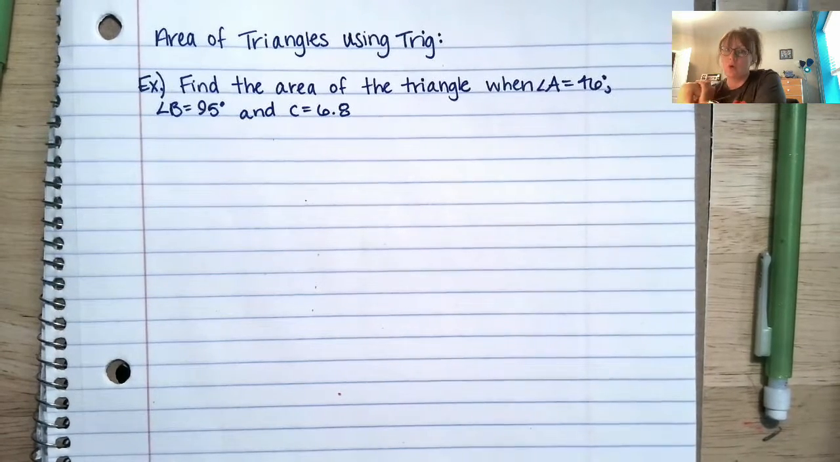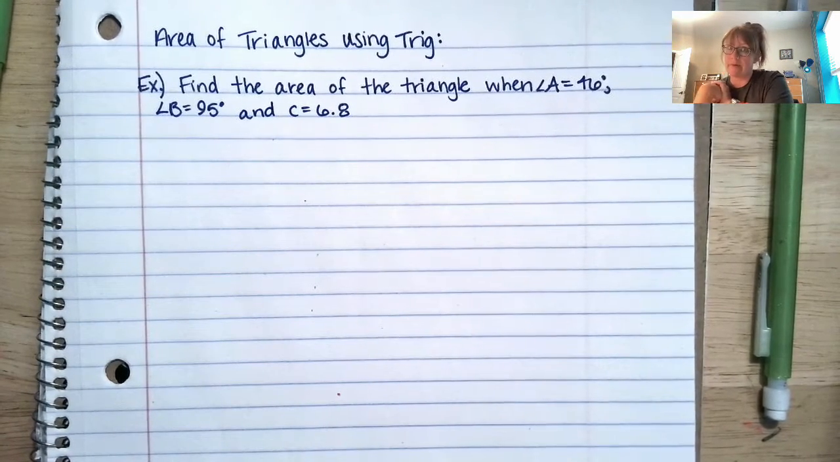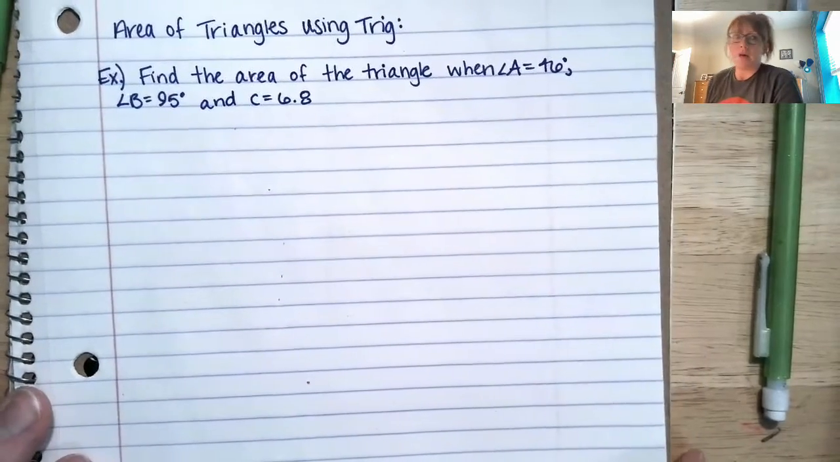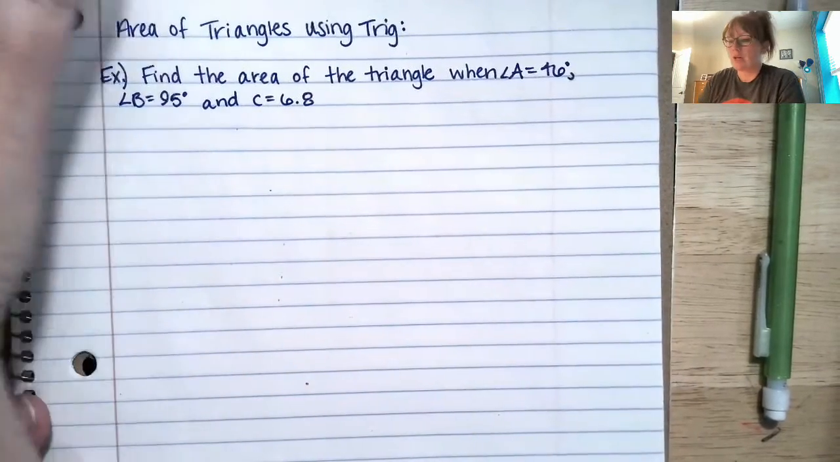Hello once more. This is the last one for chapter 4. Okay, area of triangles using trigonometry.